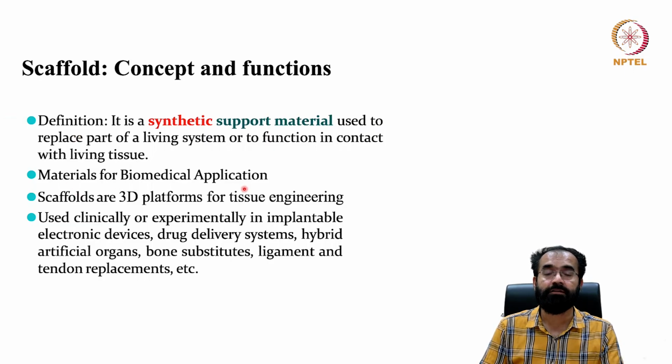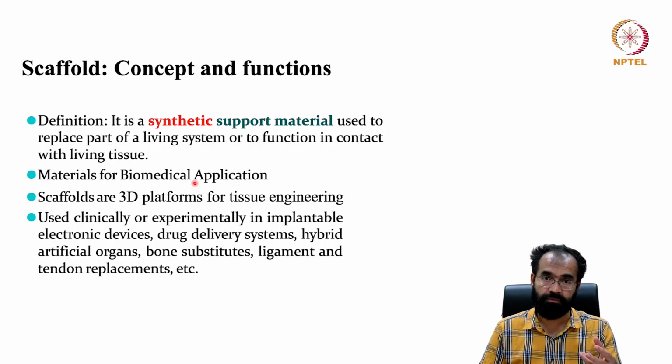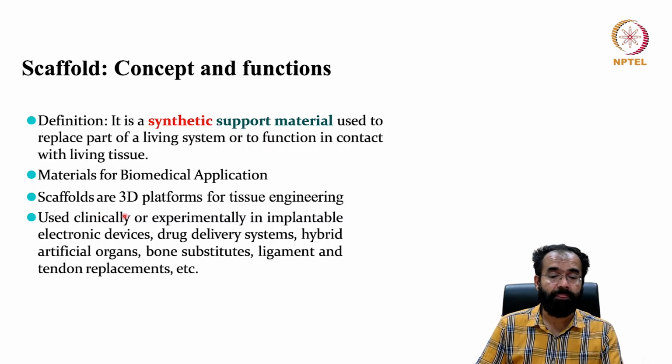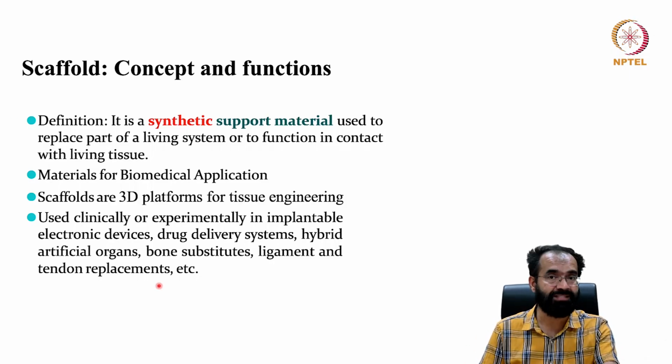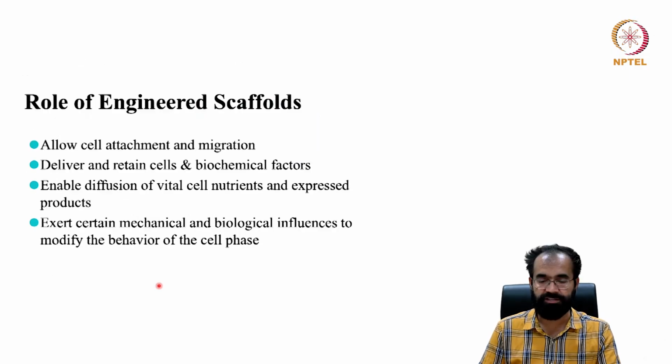Materials used for biomedical applications often come under this biomaterial category. There are scaffolds and various 3D platforms used for tissue engineering, and they are used clinically or experimentally in implantable electronic devices, drug delivery systems, hybrid artificial organs, bone substitutes, ligament and tendon replacements, etc. So biomaterials can function in so many other areas outside what is mentioned here. Some of the major ones are mentioned here.